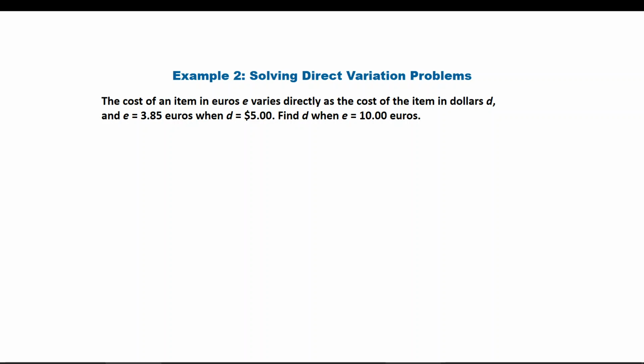The cost of an item in euros, E, varies directly as the cost of the item sold in dollars, D. And E equals 3.85 euros when D equals 5. Find D when E equals 10 euros. All right, so I'm going to show you two different ways to do it. The first method is we're just going to solve for K first.